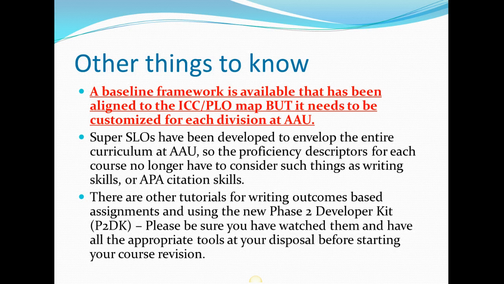So we do have other tutorials on the Phase 2 developer kit, and we've talked about developing key graded assignments, but you don't have to worry really about, for instance, APA citation in your proficiency descriptors for writing, because we now have a whole separate line item for a super SLO that would address APA citation and correct formatting, organization, and that kind of thing. So take a look at those super SLOs and you'll know that you don't really have to write your proficiency descriptors to address those particular things.